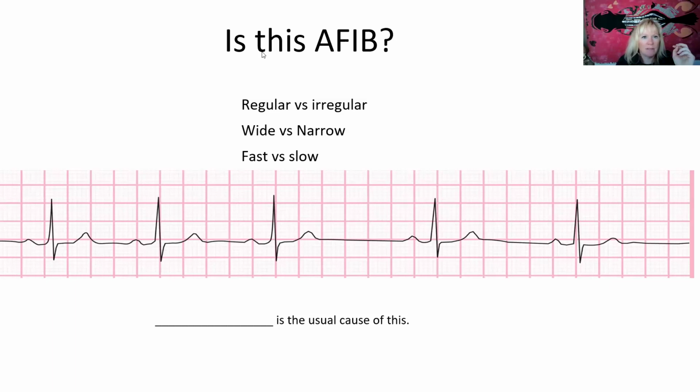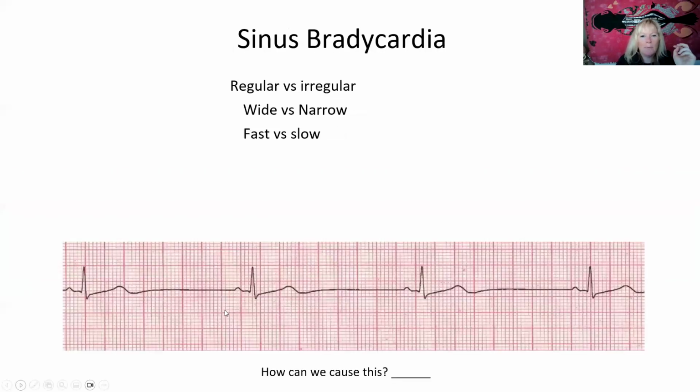But when you have the varying R to R, that's more consistent with sinus arrhythmia. And the answer, good job, Silas and KJ, the answer is breathing. So this isn't AFib, it isn't dangerous. You don't need to do anything. And as Allison said, respiratory variation.